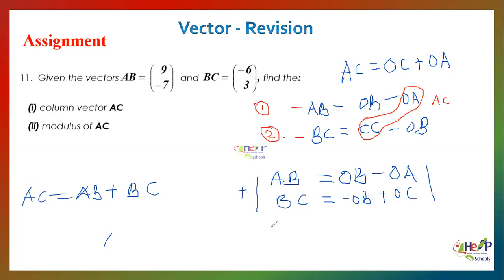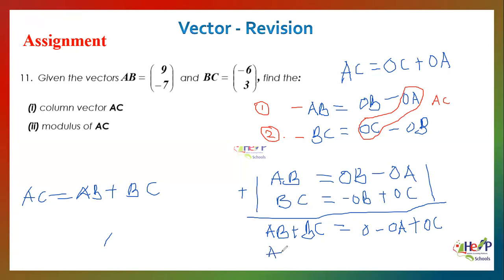And when I add them, I get AB plus BC to give us, now this is a 0. I'm trying to add these two equations. This is a 0, and then this will be negative OA plus OC, which can be written as AB plus BC to give us negative OA plus OC. And negative OA plus OC is the same as OC minus OA.